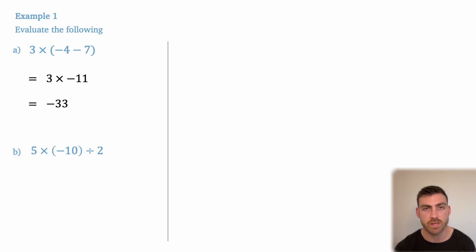In example B, since there are no brackets with operations, we look for powers. Since there are no powers, the next order is division and multiplication. We consider both together, just completing each operation from left to right as normal.